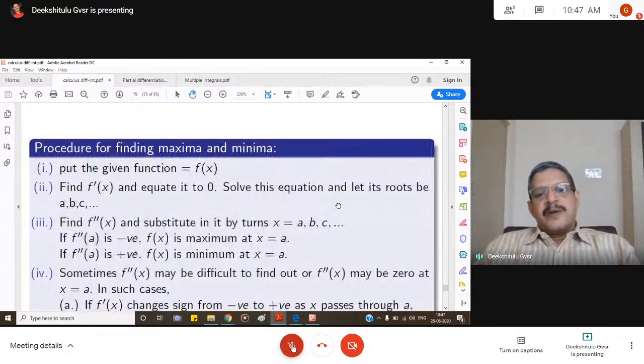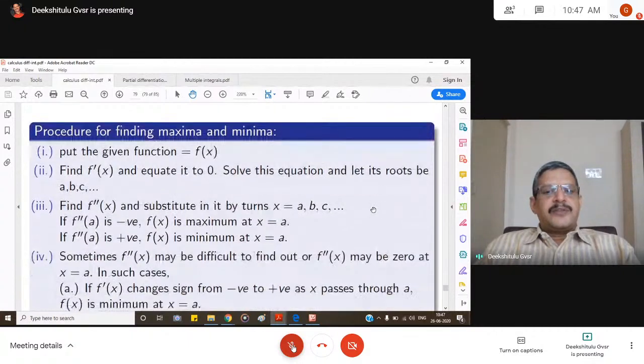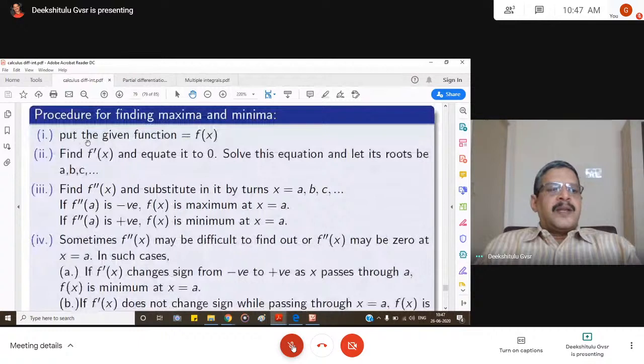Procedure for finding the maximum and minimum. What is the procedure to find the maximum and minimum? Let the given function be f of x. Find f dash x and equate it to 0. That is the first step. Solve this equation and you will get the roots of x as a, b, c, whatever it is.